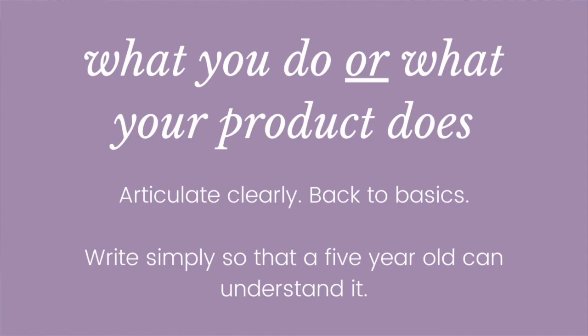Okay, so what's next? We want to know what you or your product does. So you need to clearly articulate what it is you do or what your product does. This means getting back to basics and writing it in such a simple way that a 5-year-old can understand it. Try to avoid using clever ways of describing what you do or using industry jargon, unless you know that your reader is at the same level as you in terms of understanding your industry's terminology. Instead, drill down to the bare bones in as simple a way as possible.